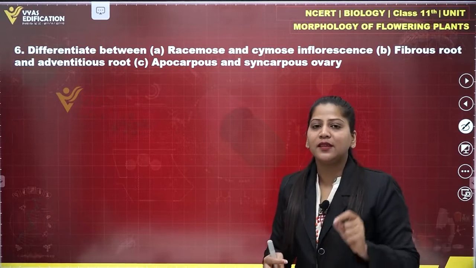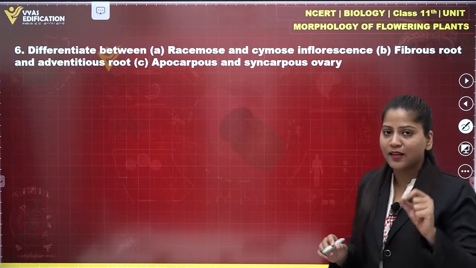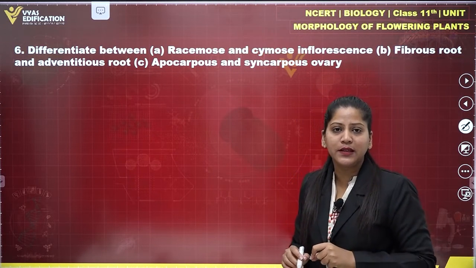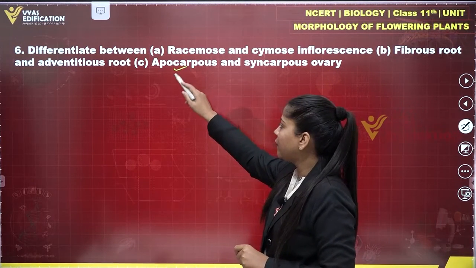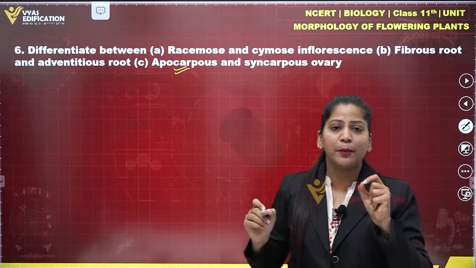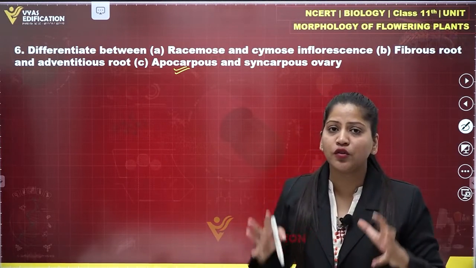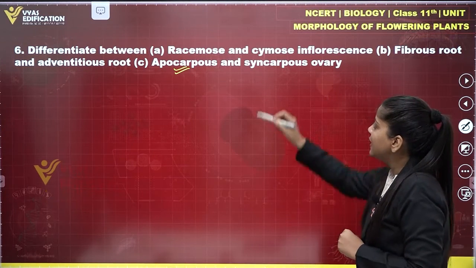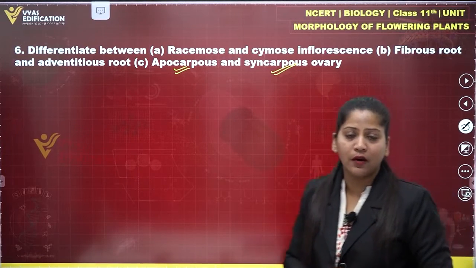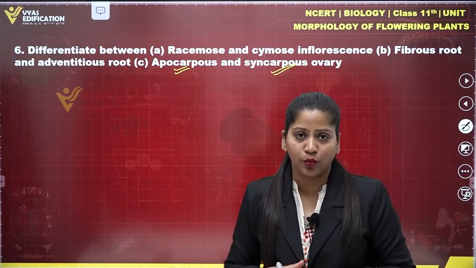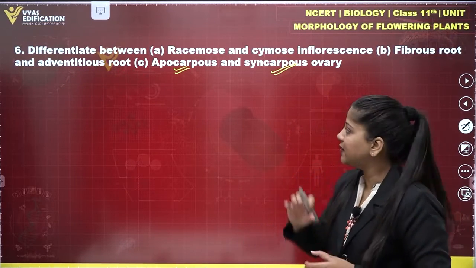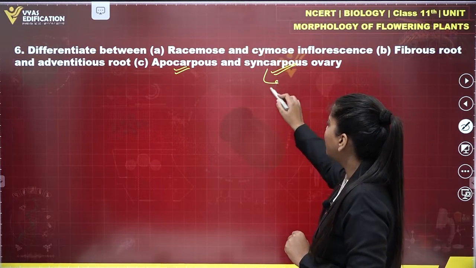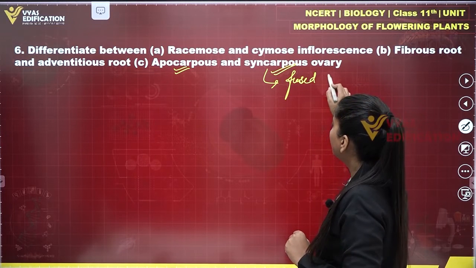Now, the basic difference between apocarpus and syncarpus, as both are the flowers which are having more than 2 ovaries. But what is the basic difference between these two? In apocarpus condition of a flower, the carpels which are present in a flower are not fused with each other. They are present separately in a flower, whereas in syncarpus condition of a flower, the ovaries are present more than 2. But what happens? The carpels are present more than 2, but they are in fused condition.